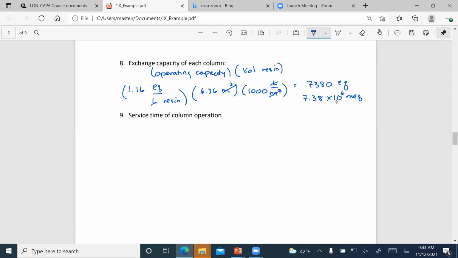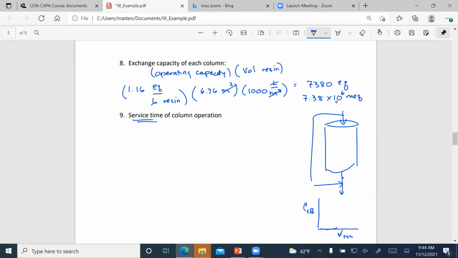The next thing we're calculating is the service time of the column operation. So we said we've got, here's our column, we've got flow in, we've got a bypass. When we're talking about the service time, what do we mean?